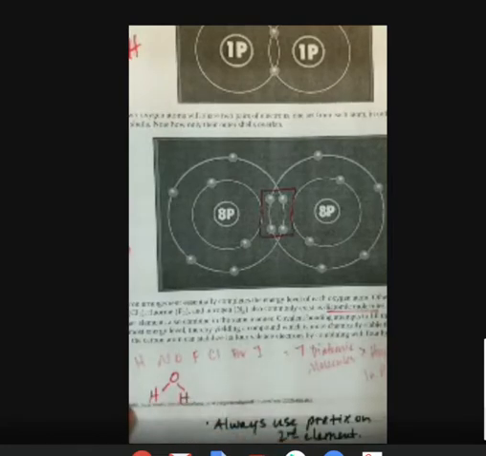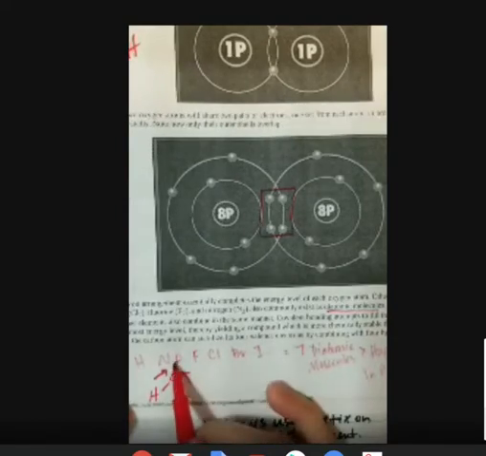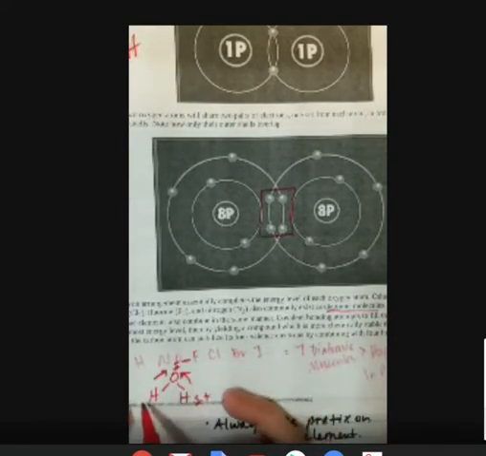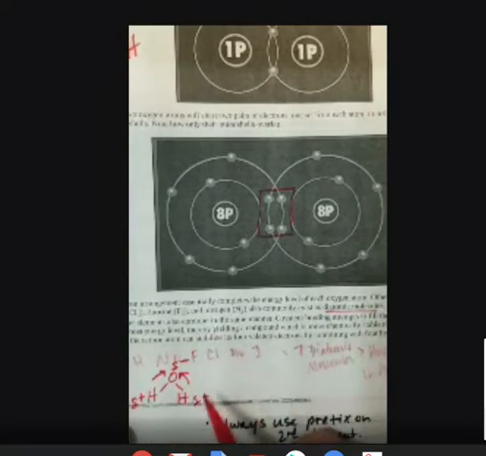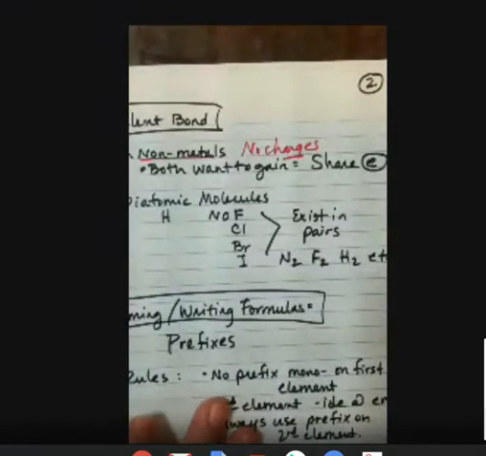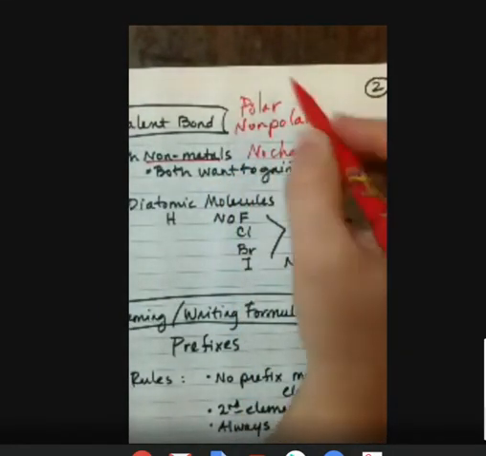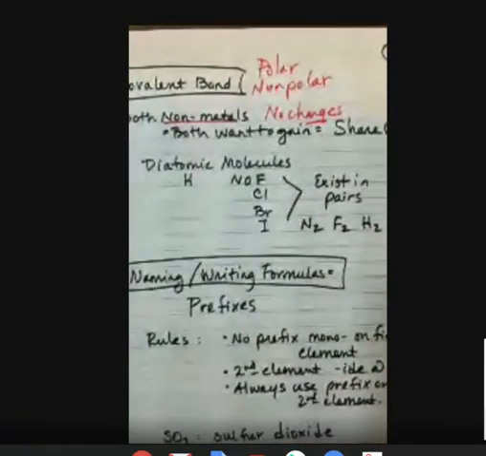oxygen and hydrogen are sharing a pair of electrons, but the oxygen is a little stronger, so it pulls it closer to itself, making it slightly negative, whereas the hydrogen is now slightly positive. So they're sharing, but they're not sharing evenly. So just a little bit on where you might have heard of covalent bonds or polar covalent bonds. So we can have polar and they can be non-polar, depending upon how they share, evenly or unevenly.